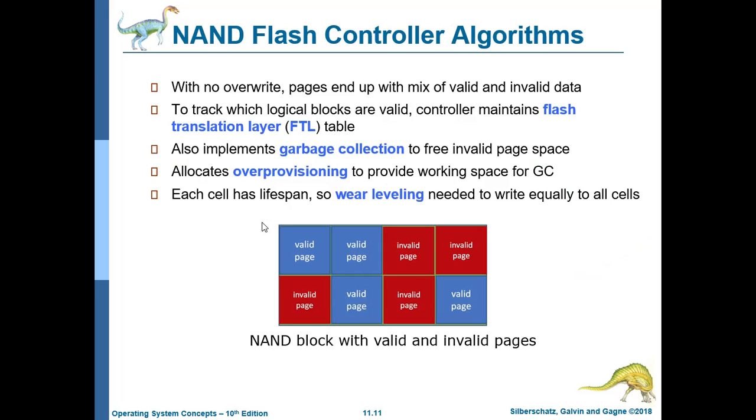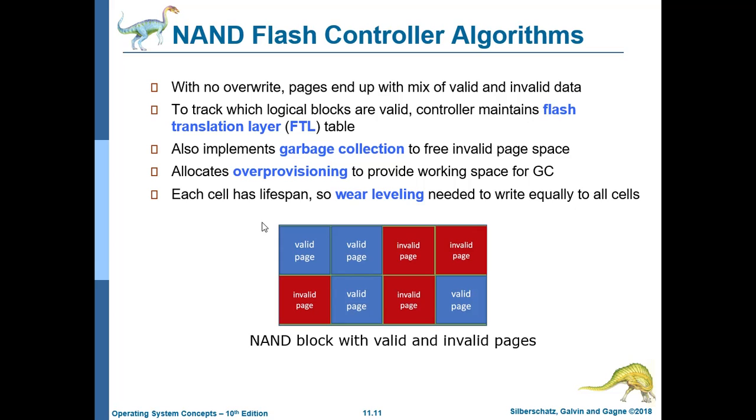Okay, next we have the NAND flash controller algorithms. With no overwrite, pages end up with a mix of valid and invalid data. That will be the challenge. Because once data can be erased, the old data will not be accessed anymore. But because for this SSD there is no overwrite, there is a possibility of a mix of valid and invalid data. To track which logical blocks are valid, the controller maintains a flash translation layer, or the FTL table. This also implements garbage collection to free invalid page space and then allocates over-provisioning to provide working space for garbage collection.